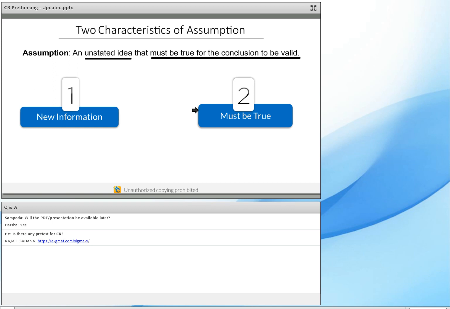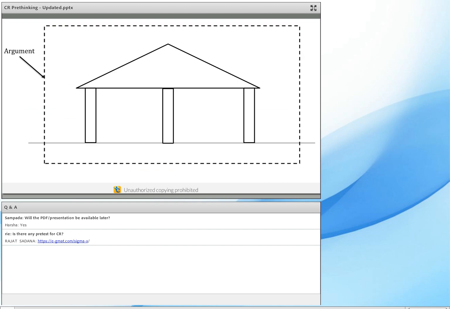And just to really explain what this means, let's take an example in a more physical sense. Let's consider this entire argument to be this house, and let's consider your conclusion to be this roof. And what you see over here is that you have these three pillars that are supporting this roof, which is my conclusion. Now, each of these three pillars is a premise. Each of them is a supporting statement. A premise is nothing but a supporting statement.